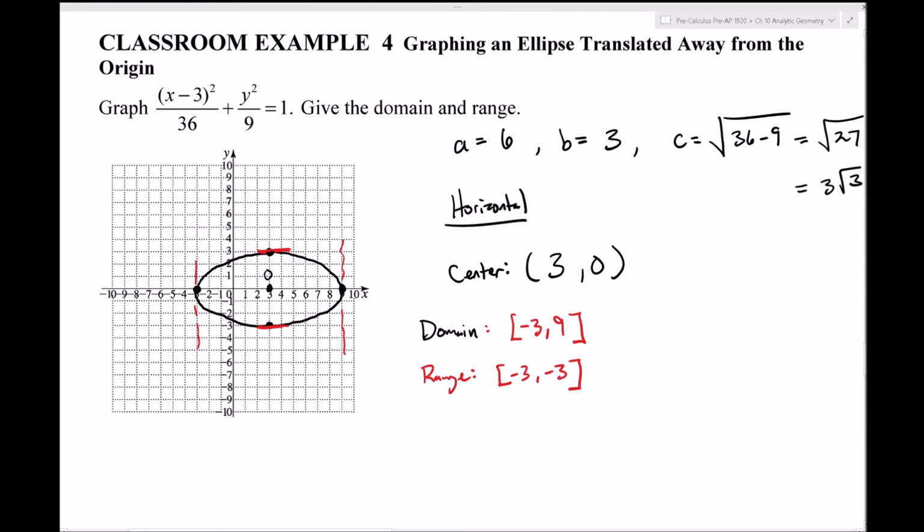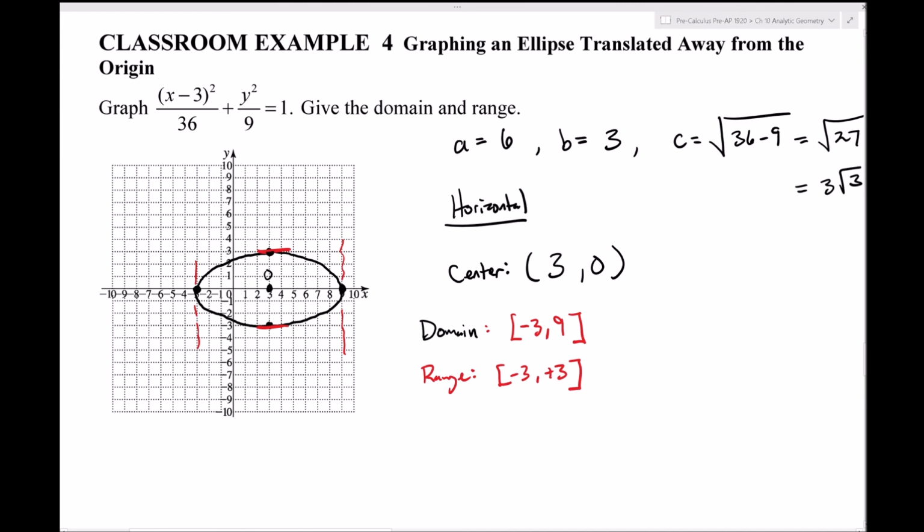And I'm using square brackets because there are no holes, no missing points, no discontinuities. There are points defined with x coordinates equaling negative 3 and 9. And there are points defined with y coordinates negative 3 and positive 3. And I wrote a negative 3 twice.